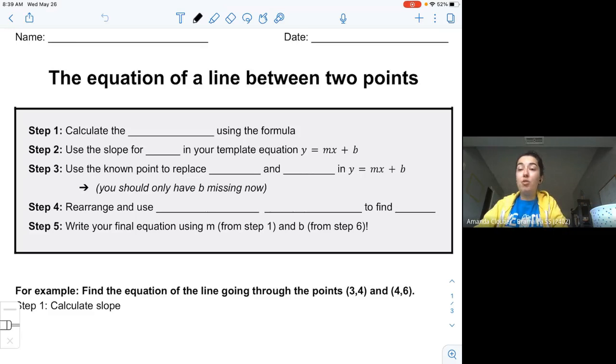So the very first step when you are looking to find the equation of a line between 2 points is to calculate the slope using the slope formula. I'm just going to add the formula here. We did write down the formula in our notes from yesterday, so you might still remember it. But I'm going to write down our formula: m is y2 minus y1 divided by x2 minus x1. And that is our formula for slope.